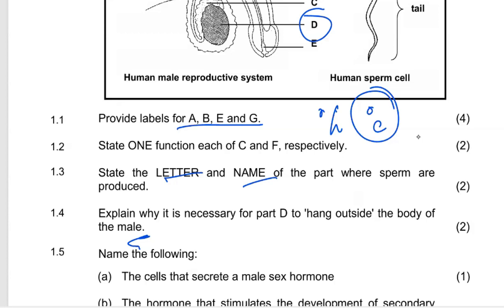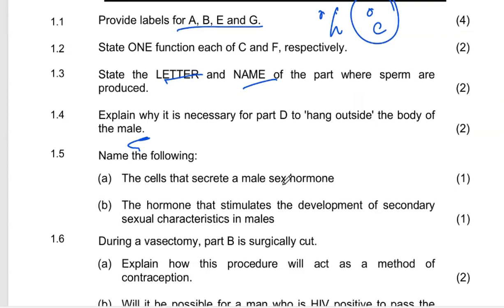That is 35 degrees Celsius. So 2 degrees Celsius less than the body temperature, specifically 35 degrees Celsius. So it means that sperms are being produced at such a temperature which is lower than the body temperature. So we go to the next question.